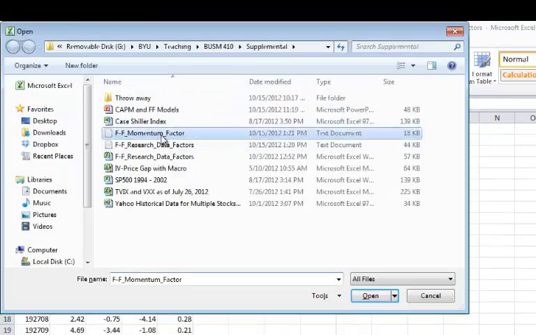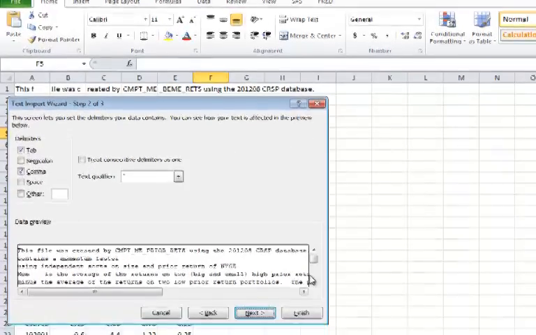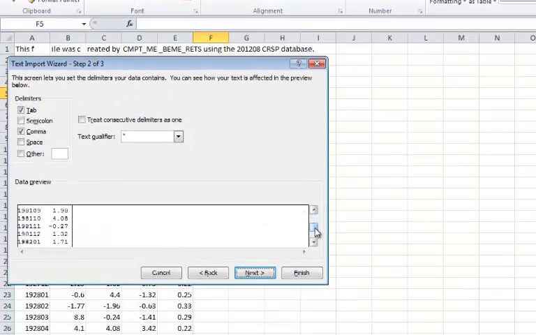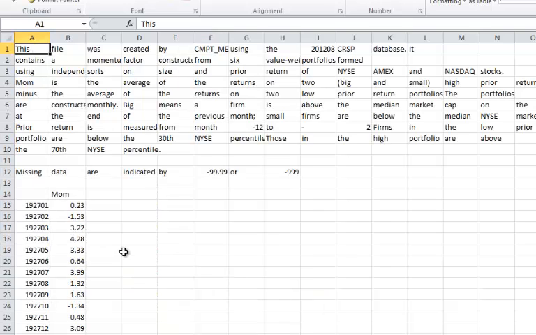Open up the UMD factor as well. So go ahead and open up the momentum factor, and you may need to be a little more careful on this one. Yeah, see how it's not automatically separating it? No problem. Just click that you want it to be delimited by space. Click next and finish and you're fine.